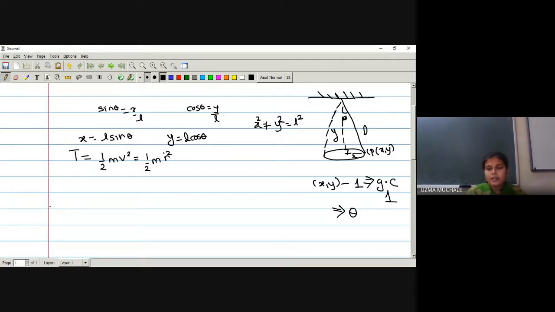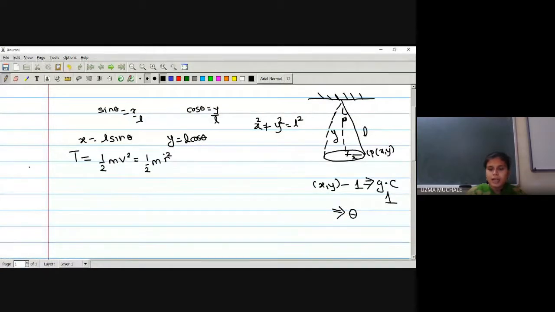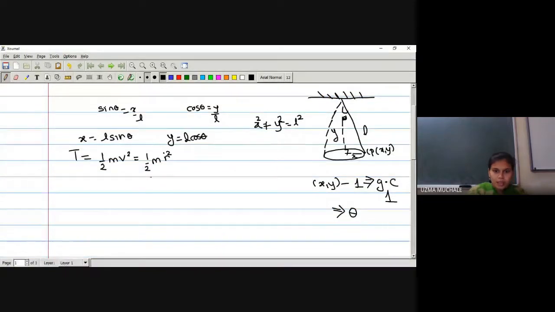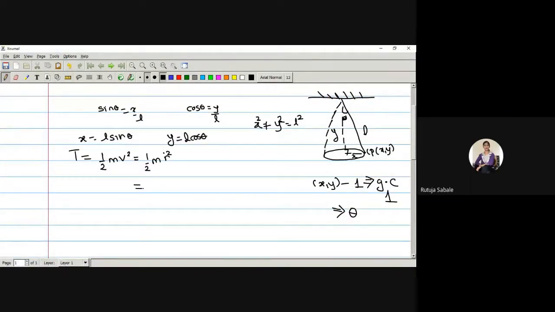If you know the angle theta, you can say the position of the particle at any point. And that is what a generalized coordinate is: the least possible number of linearly independent coordinates which are required to describe the position of a particle at any point. Simply theta will be sufficient to describe the position of the particle. Since it is only one coordinate, it is directly linearly independent. Is there any doubt up to this? No, ma'am.